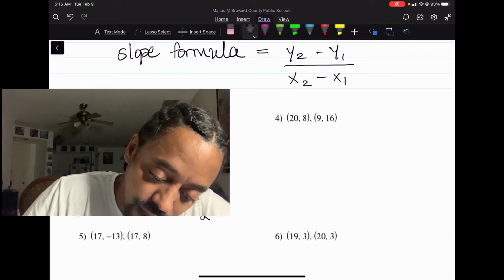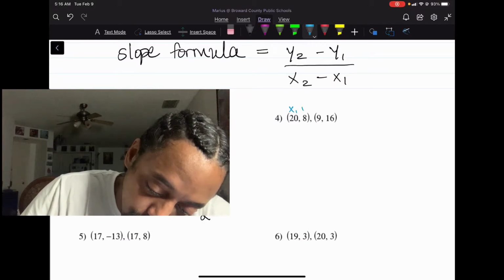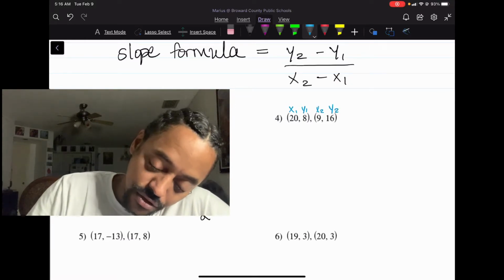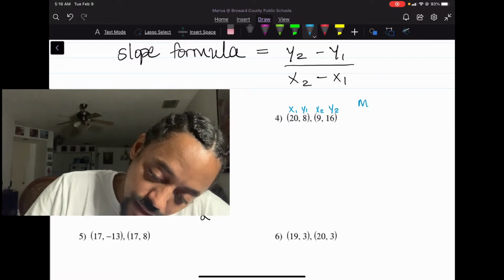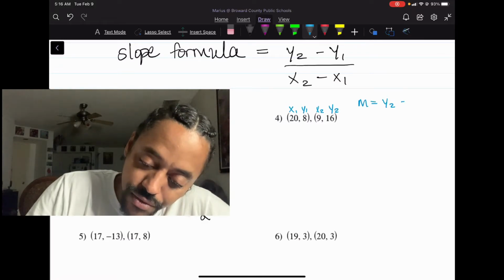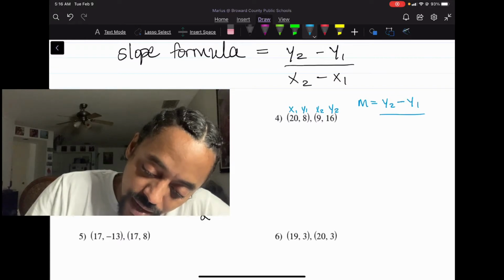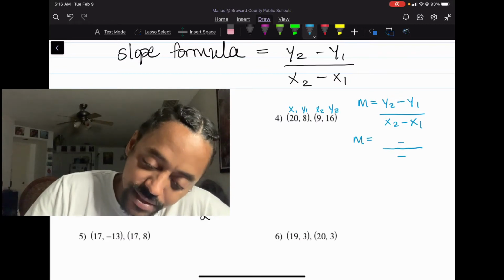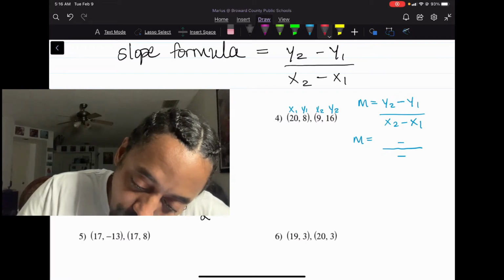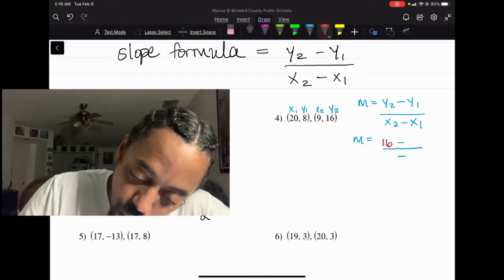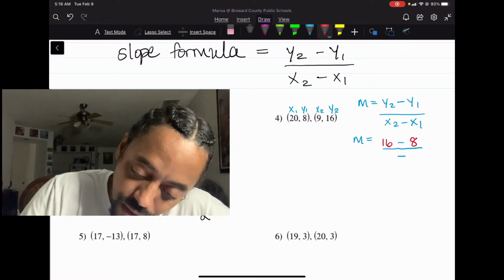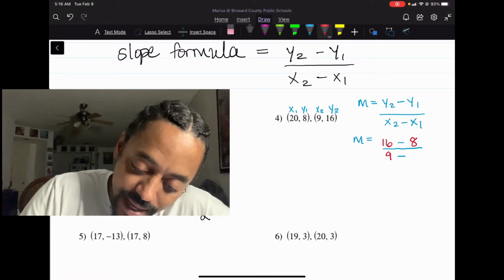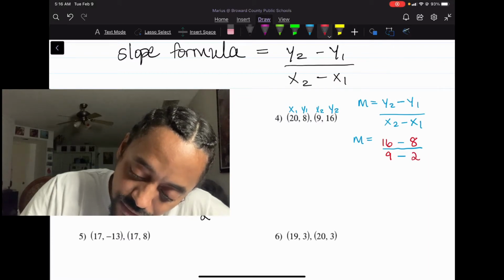So once again, we're going to label our points: x1, y1, x2, y2. We're going to write out our formula. M equals y2 minus y1 divided by x2 minus x1. When we fill in our formula, remember that the minus signs have to stay there. So y2 is 16, y1 is +8, x2 is +9, and x1 is +20.